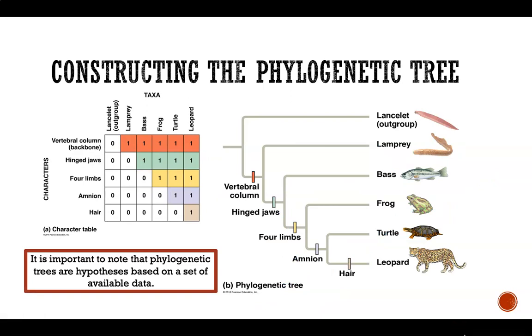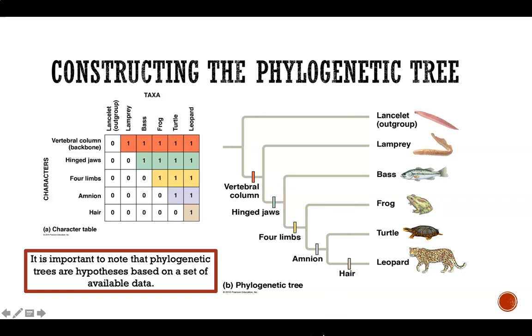So this is a nicely constructed tree that shows the relationship. You can sort of see the change over time. We have this lancelet that actually looks pretty similar to the lamprey. The big difference is the presence of a backbone. And then you see that the lamprey sort of physically resembles the fish. Once we get to the frog, the turtle, the leopard, we begin to look quite a bit different, and we have to look at traits that are not as easily apparent.